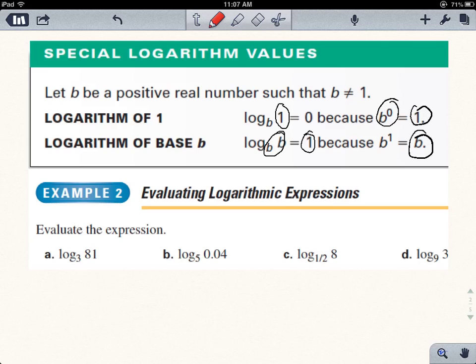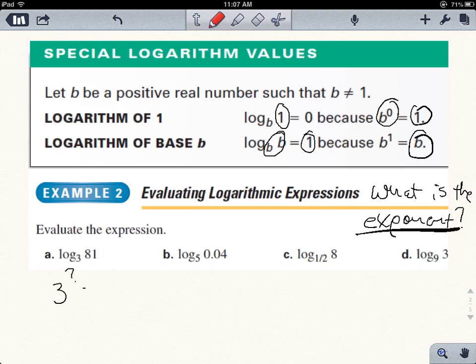Now we want to evaluate the expression. When you're evaluating logarithmic expressions, all you're really doing is asking, what is the exponent? My answer will be an exponent. So we're saying here 3 to the what equals 81. Well, you have to figure that out, but 3 to the 4th equals 81, so my answer is 4. Here we're saying 5 to the what equals 0.04.